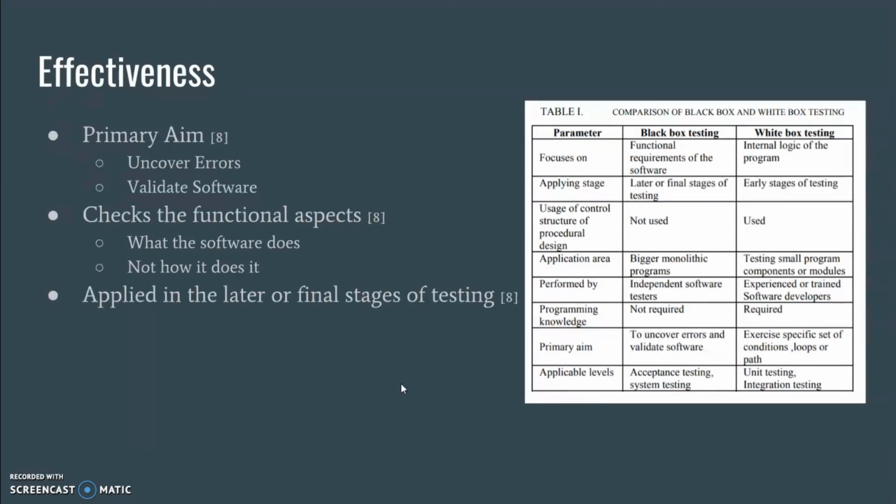The primary aim for black box testing is to uncover errors and validate software. The tester is making sure that inputs are giving the right outputs and that the programmers have not forgotten any validation in the program. These tests can be simple things like checking if you are catching the right numbers in an input field. The testers are checking the functional aspects of the software. They are focusing on what it does, not how it does it.